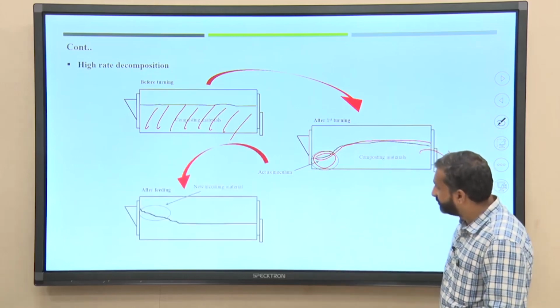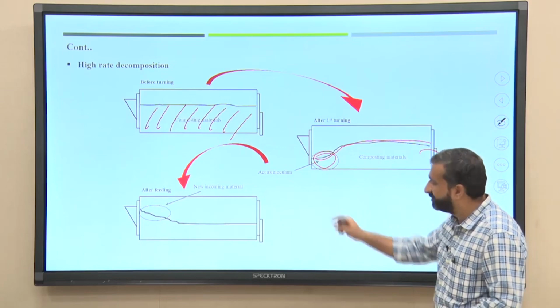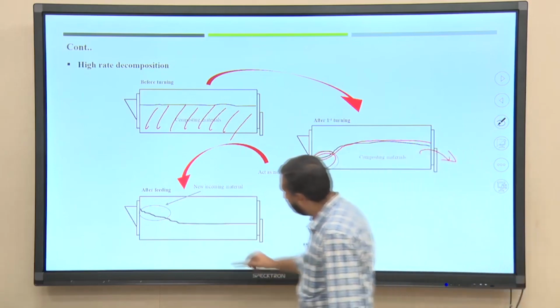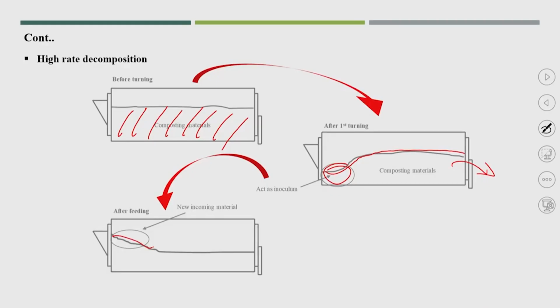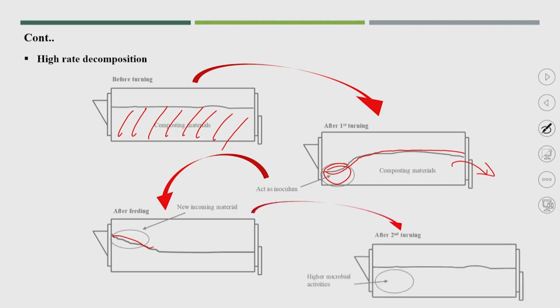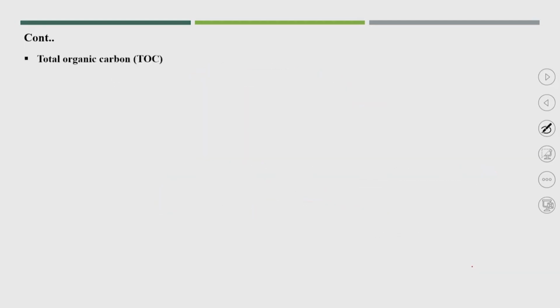Okay. So, once you feed, this is the newly fed material. Now, you will be required one more turn, so that the entire material will be stabilized. That is the benefit of this turning.